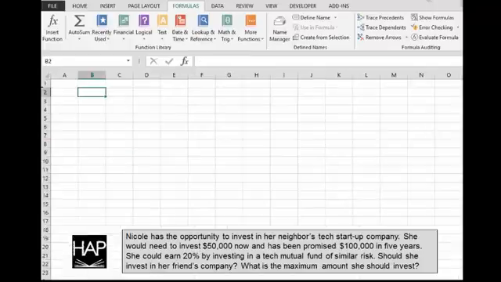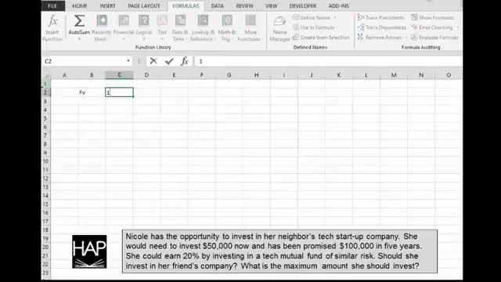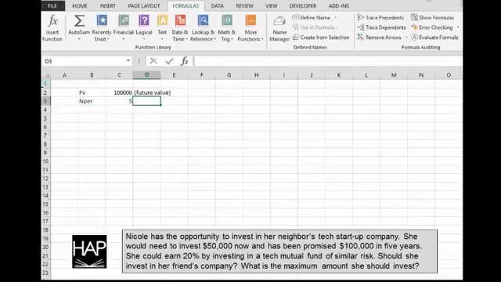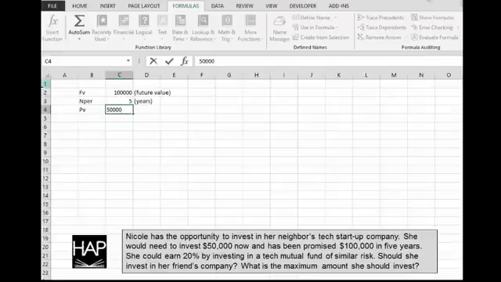If I wanted to consider this problem by comparing the rate of return of my neighbor's investment to the rate of return of a mutual bond of similar risk, I could also enter the future value that I would earn, which is $100,000. I also know that the number of years that I'm looking at is 5 years. It's a 5-year investment. And I know that the amount that I'm being asked to invest now is $50,000. That's the present value.